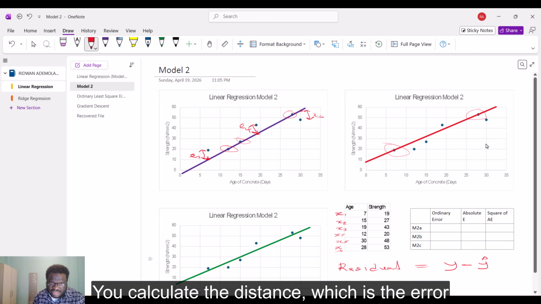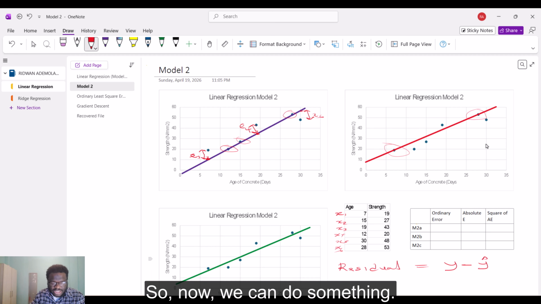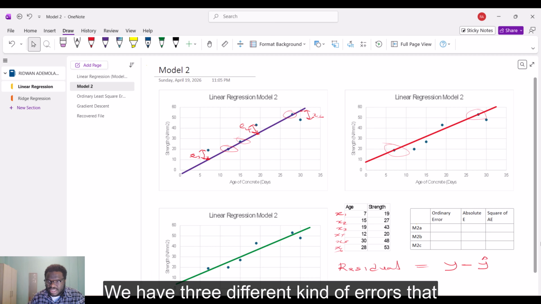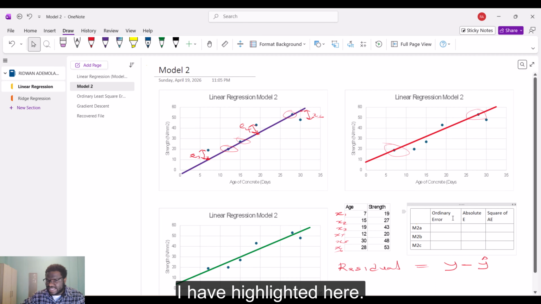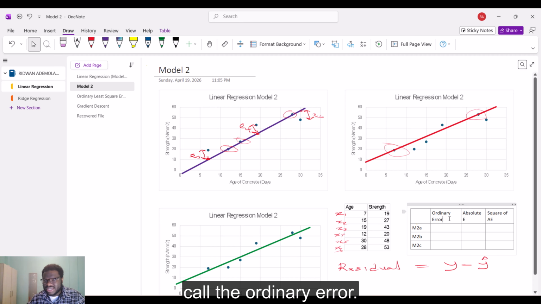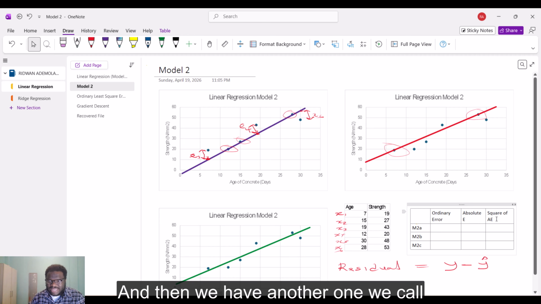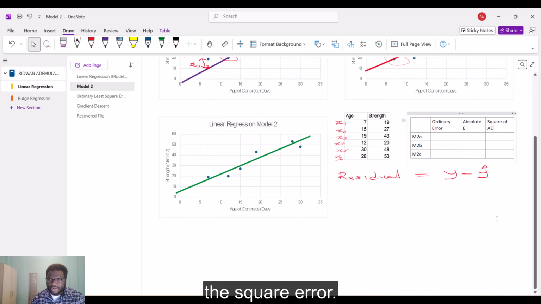You calculate the distance, which is the error between the measured value and the predicted value. So now we can do something. We have 3 different kinds of error that I have highlighted here. There are several types of error. In the first one, we have something we call the ordinary error. We have another one we call the absolute error. And then we have another one we call the square error.